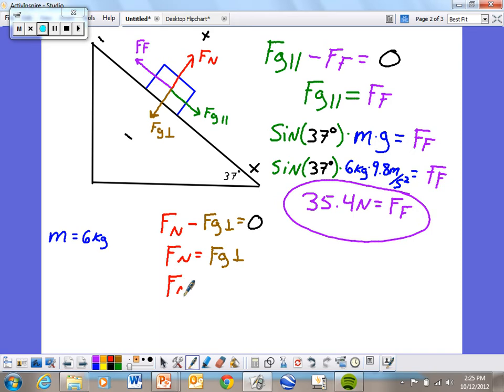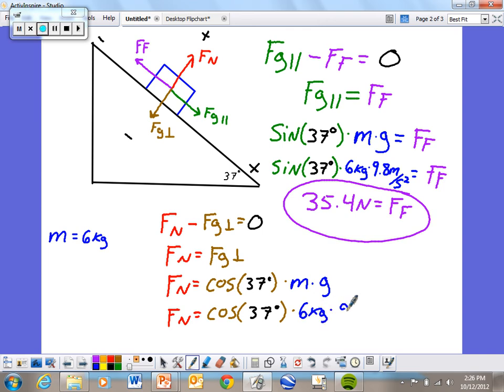Just like gravity parallel, we have an equation for gravity perpendicular. That is the cosine of the angle of the hill, which is 37 degrees, multiplied by the object's mass and 9.8, which is little g. We can plug in our numbers here. Normal force is going to be cosine of 37 degrees multiplied by the mass, which is 6 kilograms, times 9.8 meters per second squared. We plug that into a calculator, and we get that our normal force is 47 newtons. And that is how we solve this one.